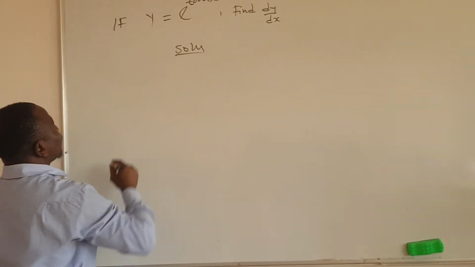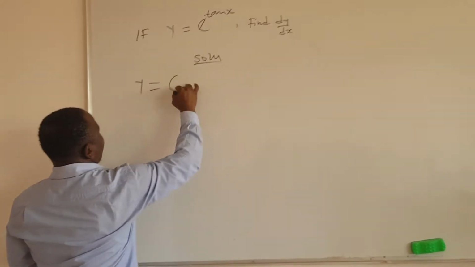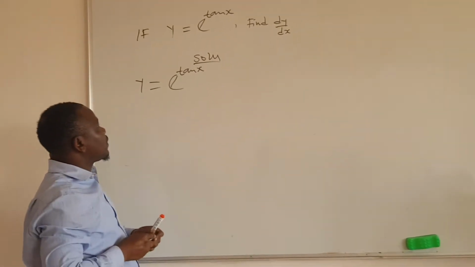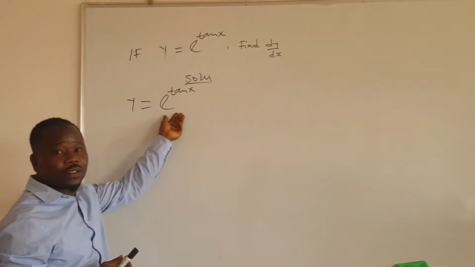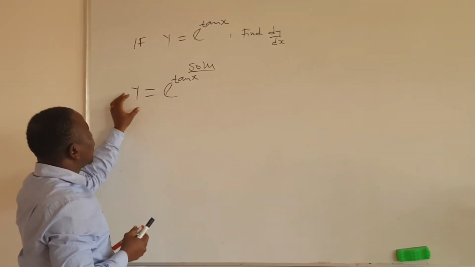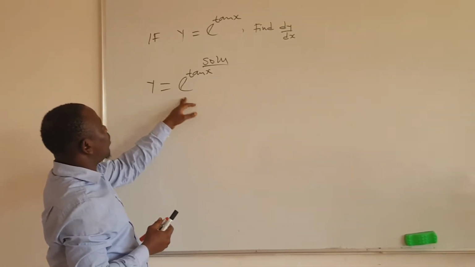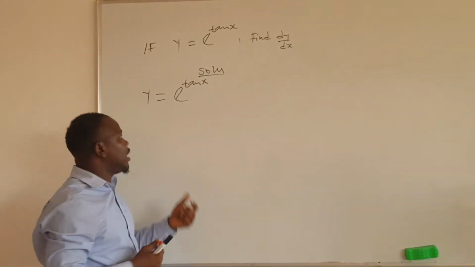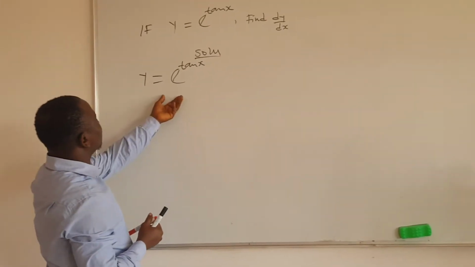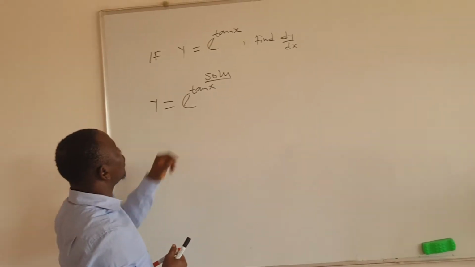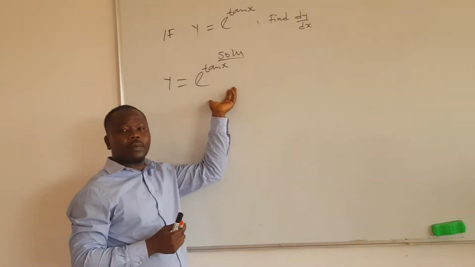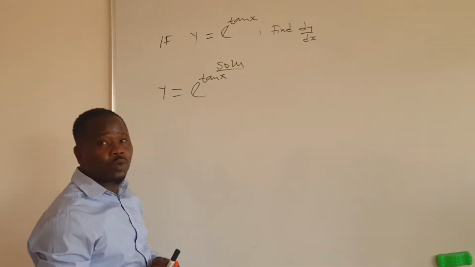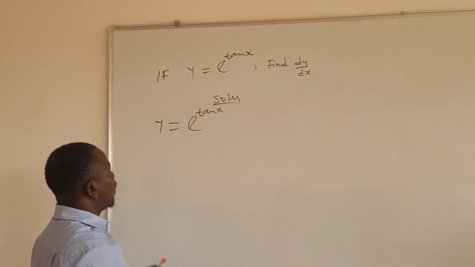Okay, solution. Our y is equal to e to the power of tan x. Yes, you know, these are exponential functions. How are you going to differentiate, or find dy over dx? If you can see what I am saying, for this function you are going to use substitution, and at the end you will use the chain rule. How? Okay, let's do it together.